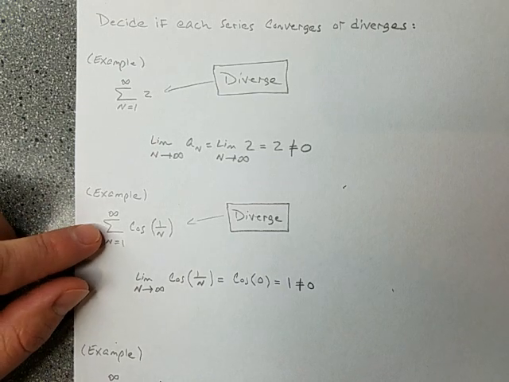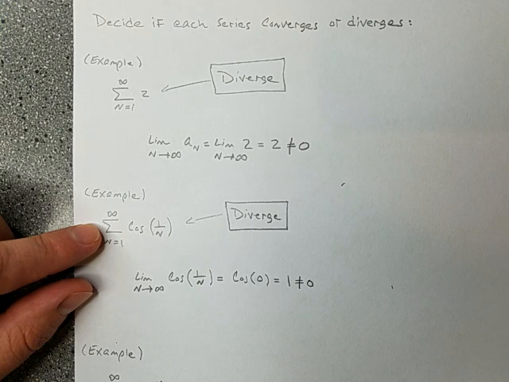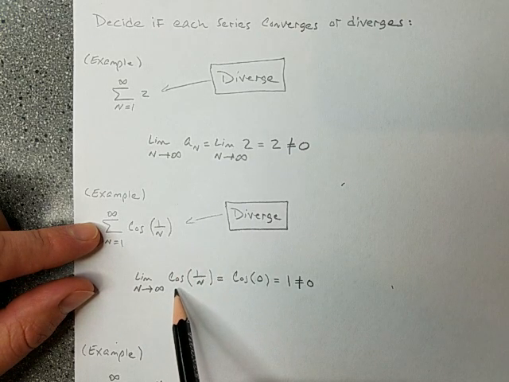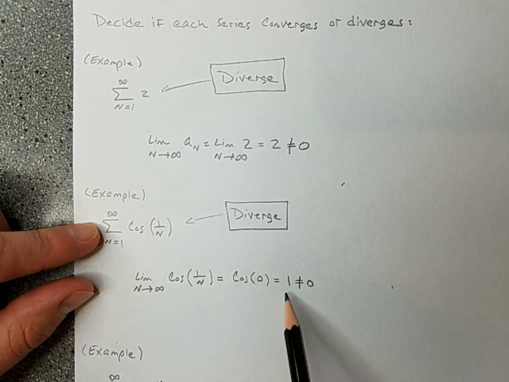What's another way to think about why this series diverges? What does this mean when I say the limit as n goes to infinity of cosine of 1 over n is 1?